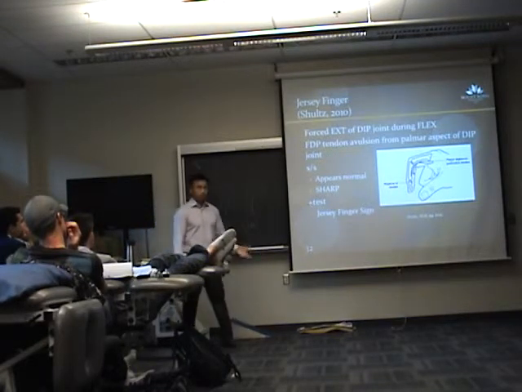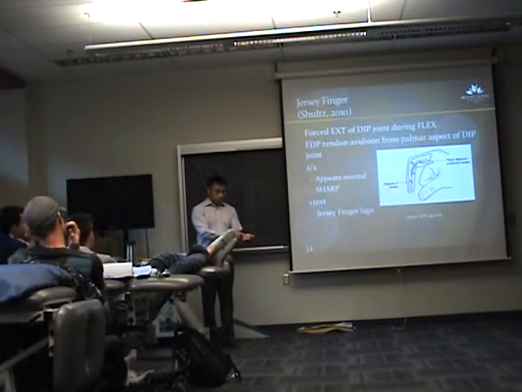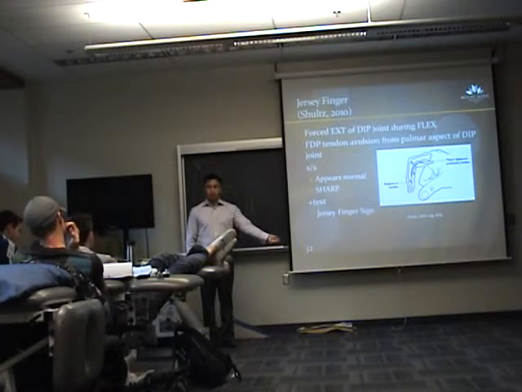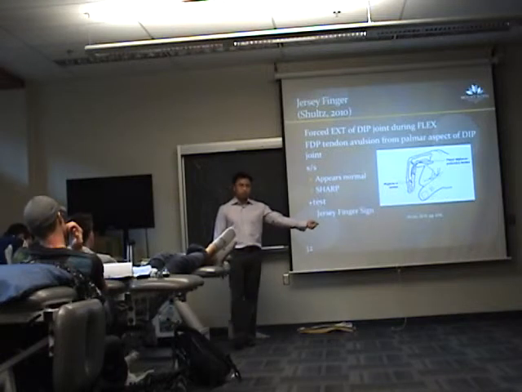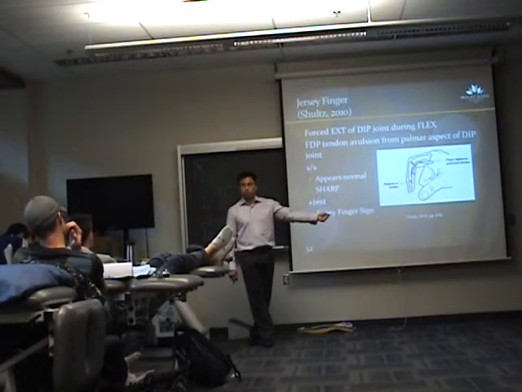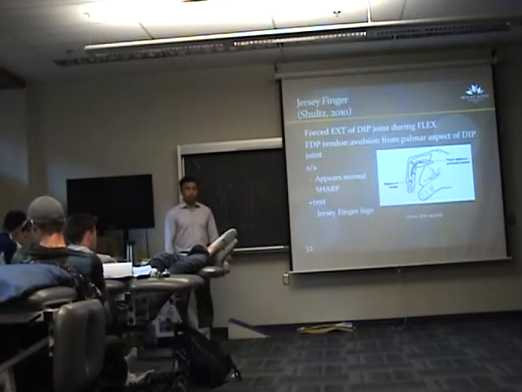So the jersey finger test is, let me see you make a fist. When they make a fist and try to curl these distal interphalangeal joints, the one that's in question will end up like that instead. They won't be able to flex that distal interphalangeal joint. So that is called the jersey finger sign. Can you make a fist?